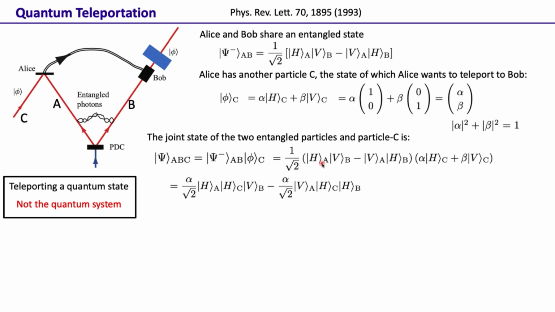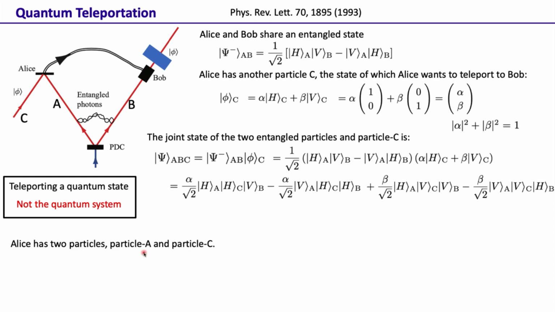We can write this as two terms times two terms, so we can open it and write it like this. So this joint state of the three particles is alpha by root 2 HHV minus alpha by root 2 VHH plus beta by root 2 HVV plus beta by root 2 VVH. And here the way we have arranged it is A, C, B: particle A, particle C, particle B. This is just a tensor product; we could have written it as ABC as well. Okay, so that's the joint state of these three particles.